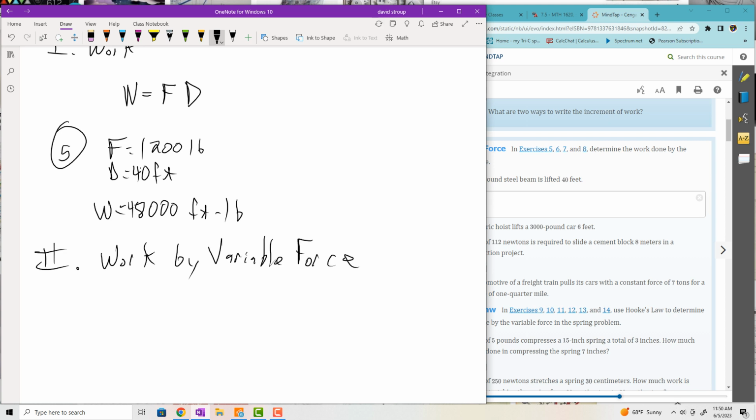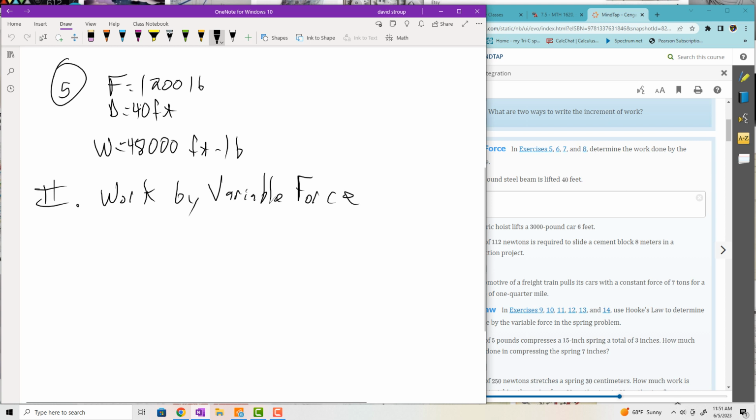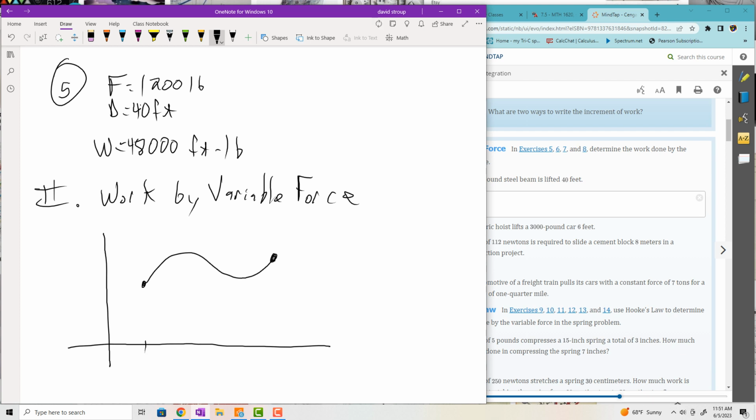So for example, the launching of the satellite again: in the beginning, you have to use a lot more force than you would have to use if you're way out there in outer space, due to the gravitational pull. So there's a variable force, and you'll have to figure out what that force formula is, and then you'll just use the integral to add up all these little work packets over some sort of interval.